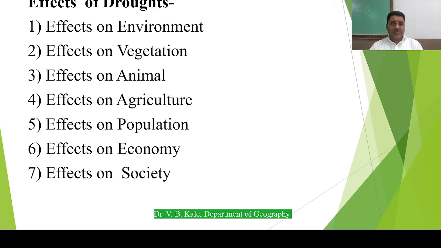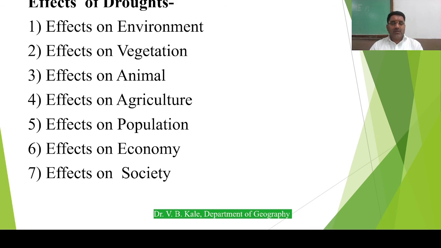Effect on the economy. As I have already explained, our economy completely depends on agriculture. If agriculture is hit by the drought and production decreases, that directly affects the economy.